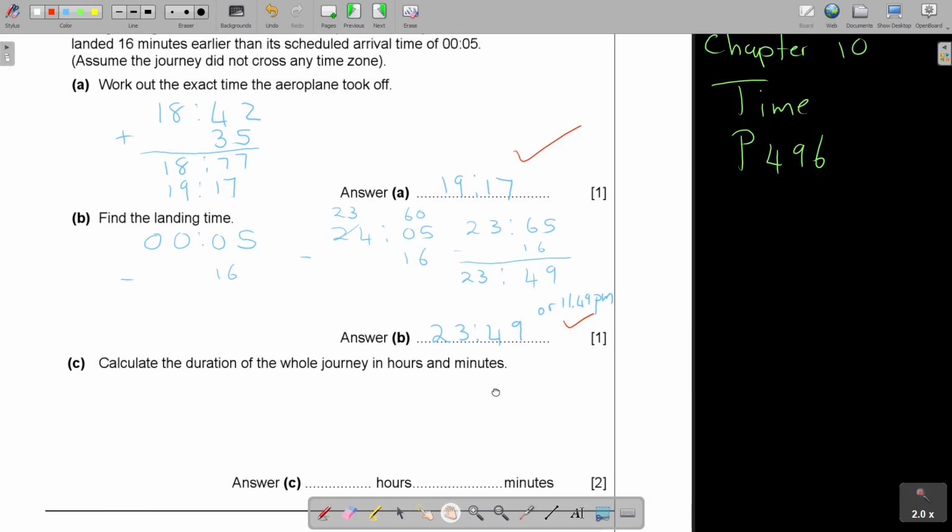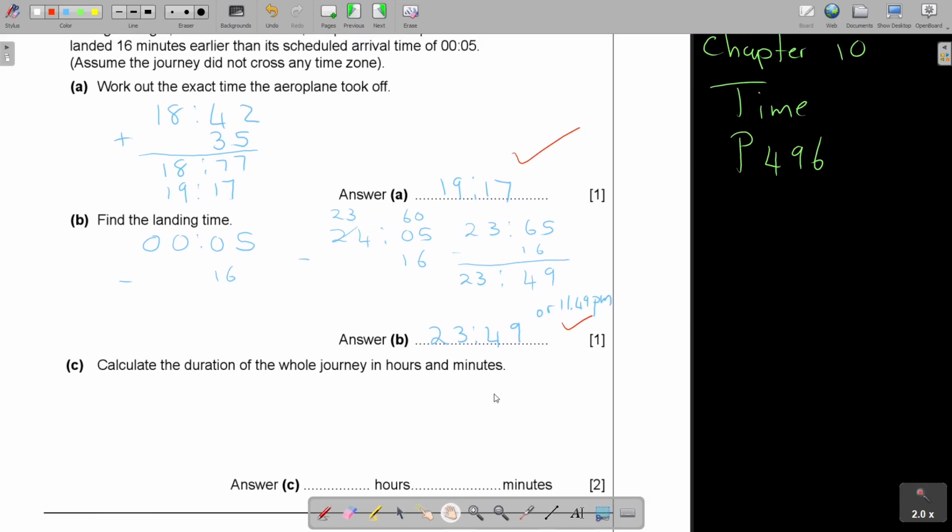Calculate the duration of the whole journey in hours and minutes. But now you must work with your 2 answers. So it was 23:49 when it landed. But it took off at 19:17. And this was actually very nice. Look how nice it subtracts. So it gets 32 minutes. And if it subtracts 4 hours, so the journey was 4 hours and 32 minutes. So and I think they gave you 1 for the hour and 1 for 32. But let's check and make sure.